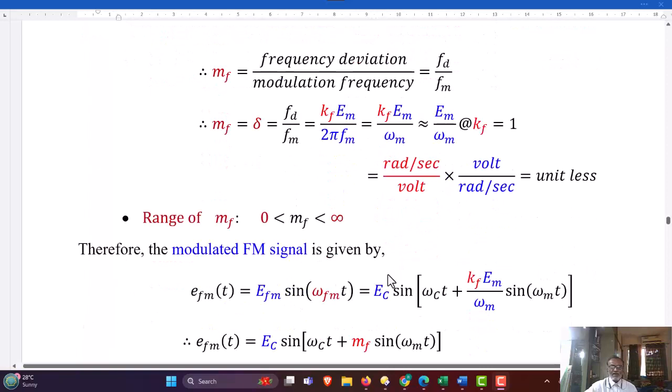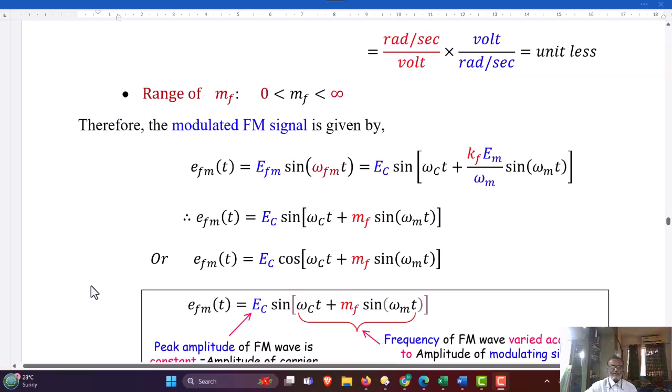And the range of Mf is from 0 to infinity. You will see the expression. There is no bound on the value of Em as well as omega m. Em can be any value and omega m can also be any value. And therefore, the ratio of Em by omega m may be varied from 0 to infinity depending on the values of Em and omega m.